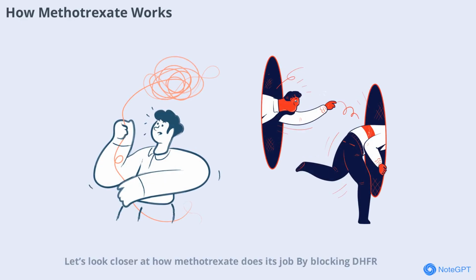Let's look closer at how methotrexate does its job. By blocking DHFR, methotrexate prevents cells from recycling folate into its active form. Without active folate, cells can't make thymidine, a key DNA building block. This stops DNA synthesis in its tracks, especially in fast-dividing cells like cancer. The result? Cancer cells can't multiply and the tumor's growth slows or stops. This precise targeting is why methotrexate remains a mainstay in cancer therapy decades after its introduction.